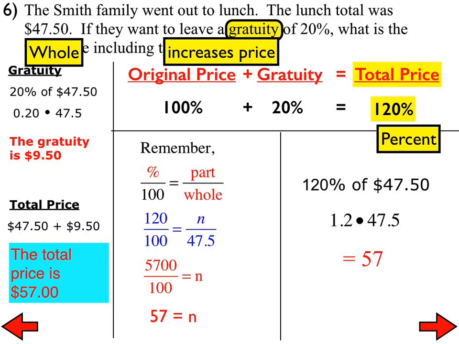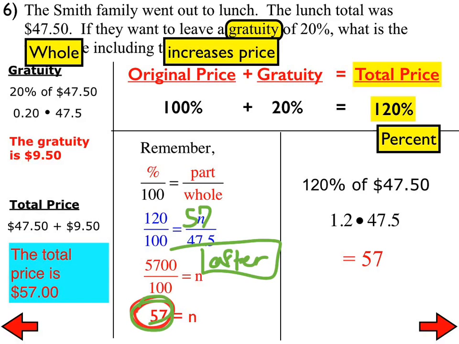So far, they've given us the whole and we solve for the part. This 57 right here, this is the after, right? That's the after gratuity, after tip, after tax, after markup. We've been solving for the after price, right? And it's always been the top number. N was the top. Do you agree?